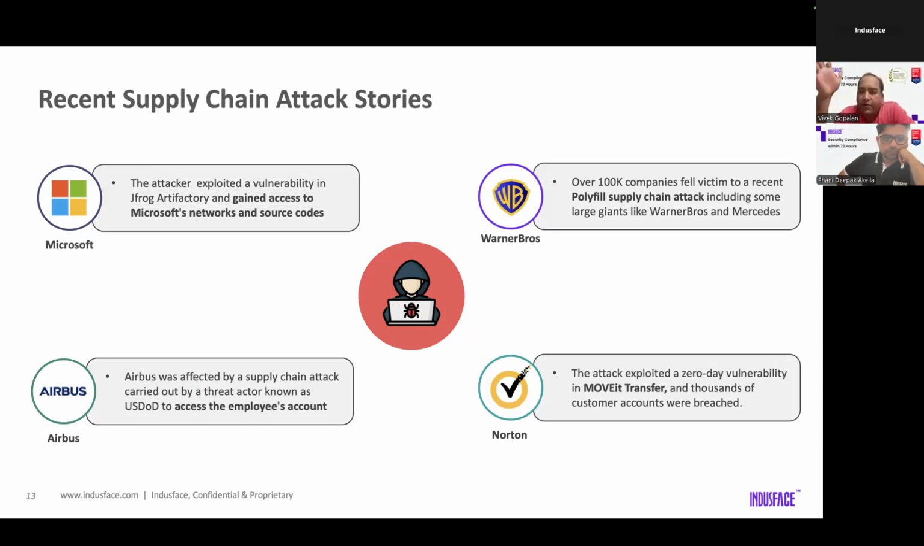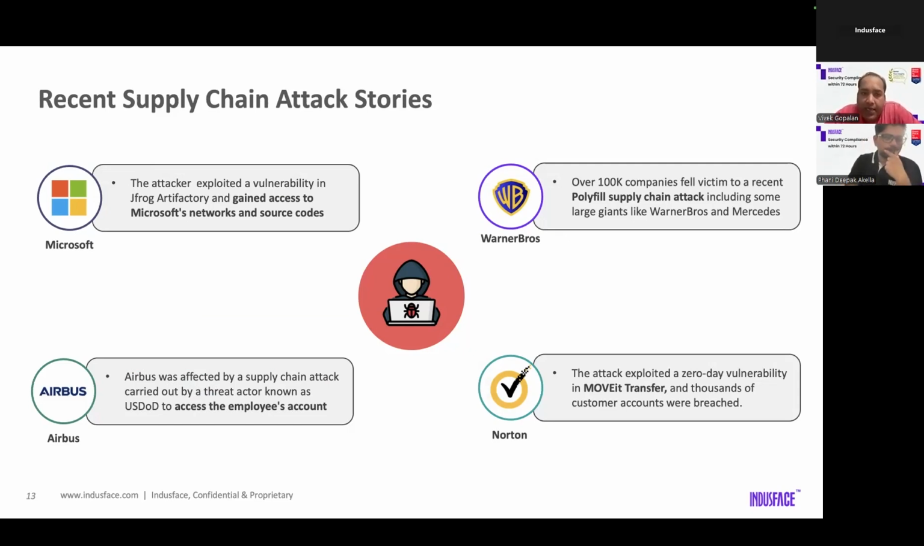Airbus is a common example of the leaked password kind of situation, where its partner, a Turkish airline, had their password compromised, and through that, hackers were able to get access to the Airbus data and get a lot of employees' data and the likes. Microsoft was compromised because of a JFrog vulnerability. Norton was compromised due to the vulnerability found in MOVEit. So the major point I wanted to drive is that this is very common.